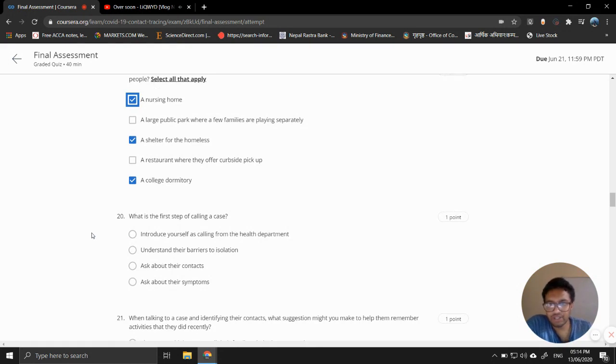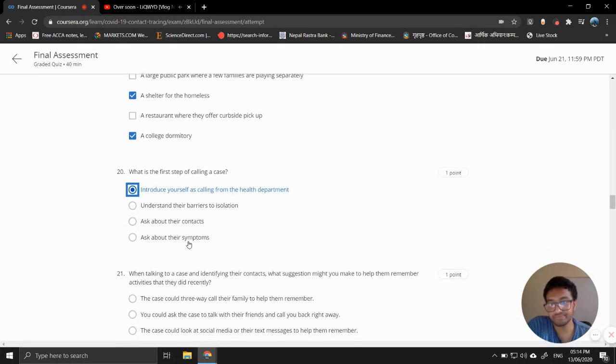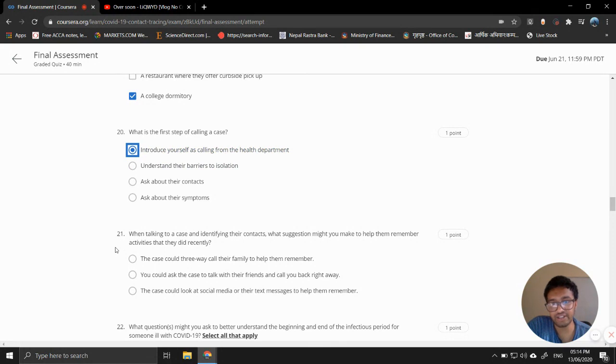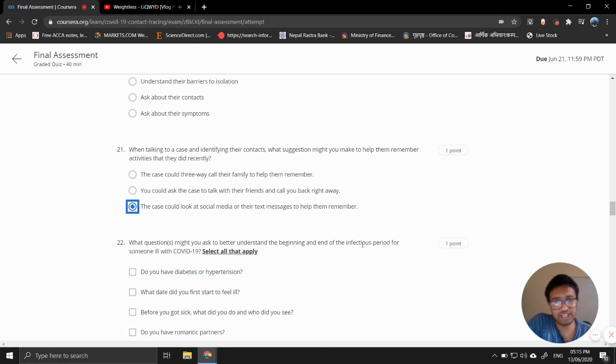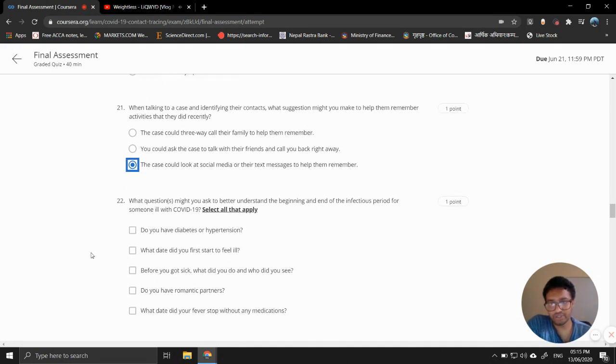Similarly, for question number 20, the first step of calling a case is to introduce yourself as from the health department. So when talking to a case and identifying their contacts, what suggestions might you make to them? Remember activities that they did recently, right? The case could look at social media or their text messages to help them remember. So what questions might you ask to better understand the beginning and end of the infectious period for someone ill with COVID-19, right? So, what date did you first start to feel ill? That's your first question. And then, what date did your fever stop without any medication?